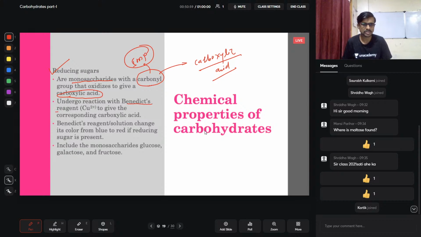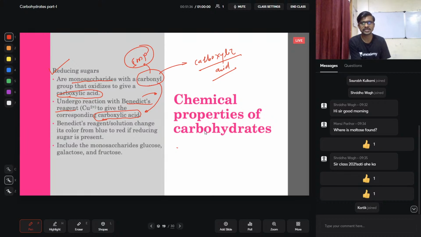Reducing sugars always undergo a reaction with Benedict's reagent, which is a copper containing compound. Benedict's reagent gives the corresponding carboxylic acid, so the carbonyl group results into the carboxylic acid due to the Benedict reagent. When the Benedict solution mixes with a reducing sugar, the color is changed from blue to red, and if there is a red color, that means a reducing sugar is present.